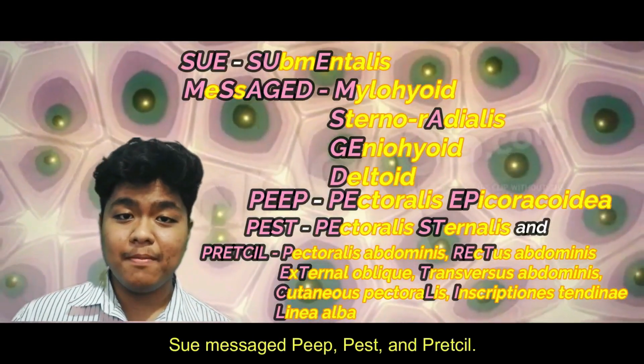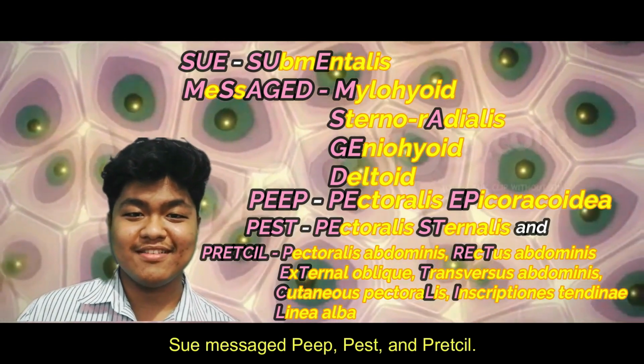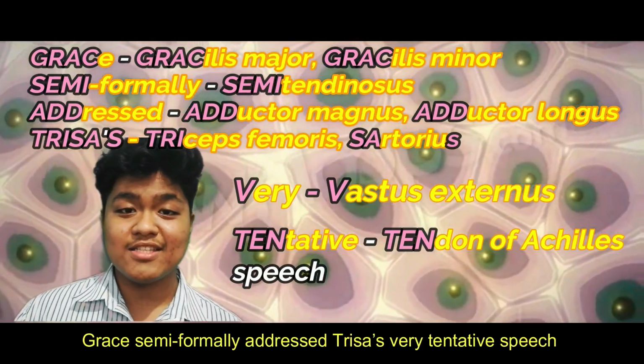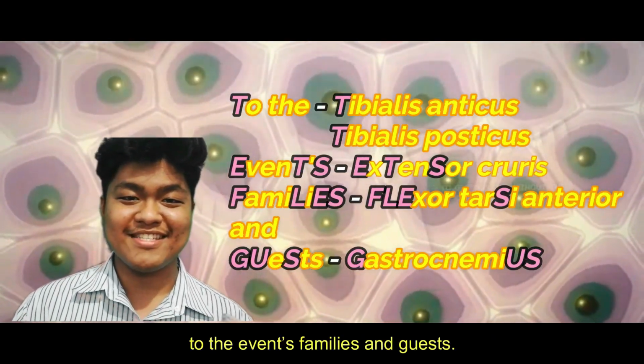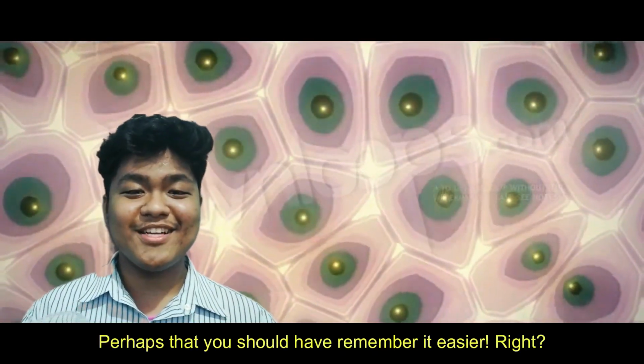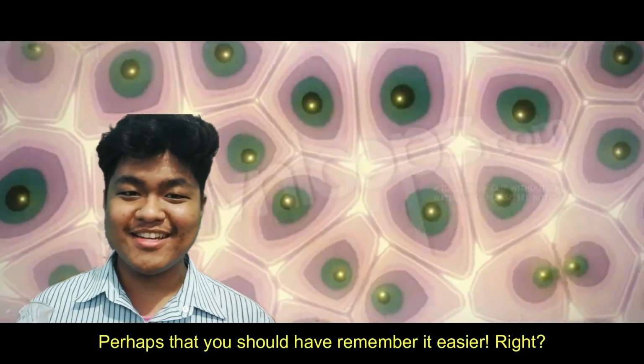Felt overloaded memorizing the muscles on the ventral side of the frog? So message Pip, Pest, and Pretzel. Grace semi-formally addressed Trisa's very tentative speech to the event's families and guests. Perhaps that you should have remembered it easier, right?